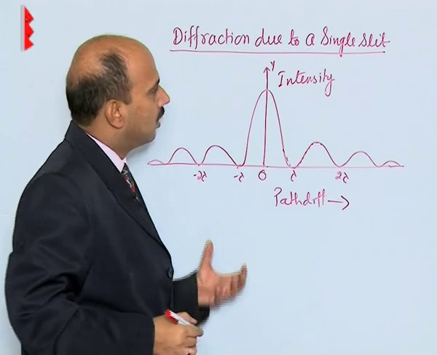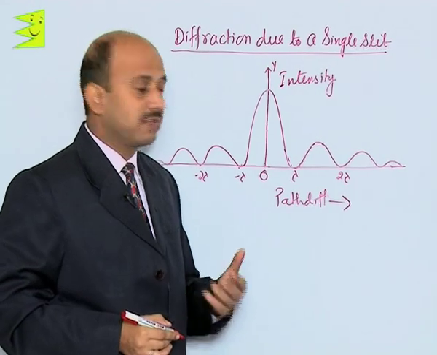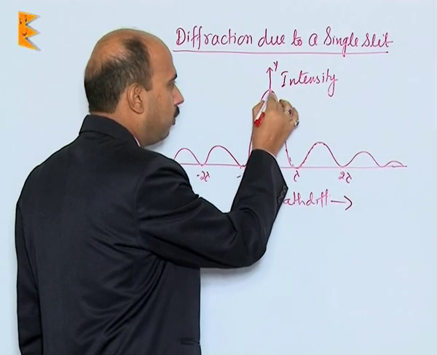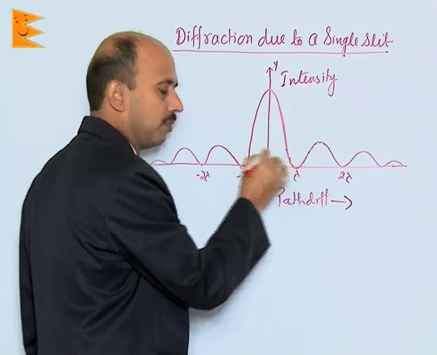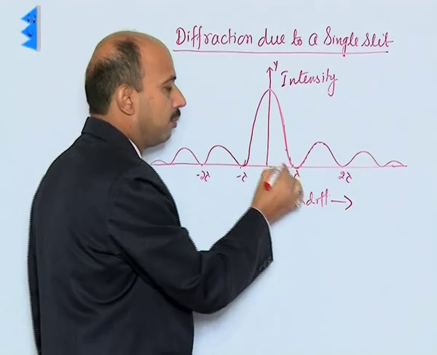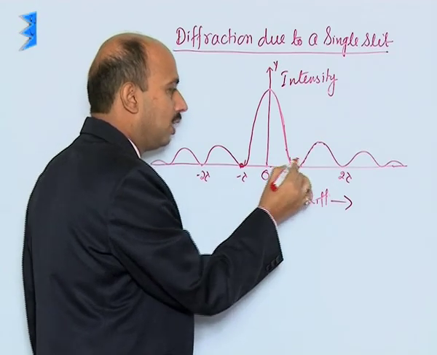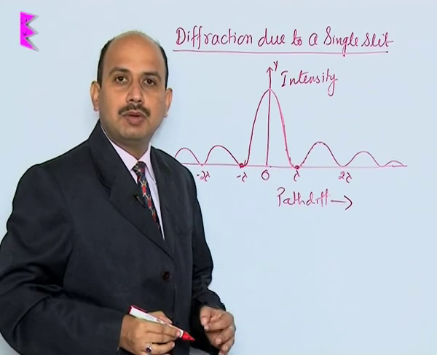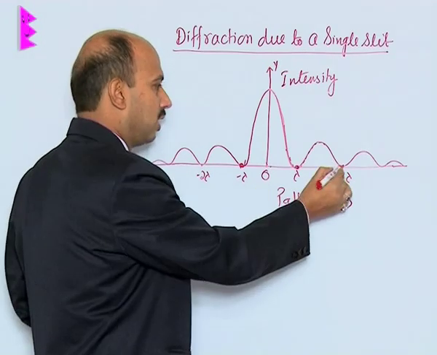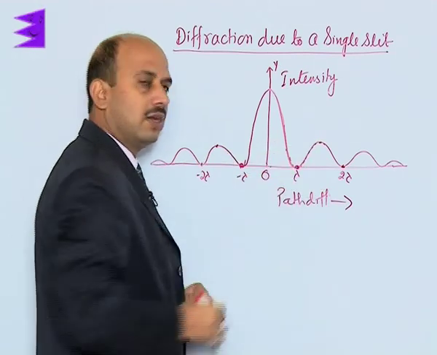Now, see, this is the graph between intensity and path difference. We can draw it also with the phase difference. So, this is the central maximum where the intensity is maximum. This portion is known as the central maximum, and this one is known as first secondary minimum on either side of the central maximum. This is the second secondary minimum like this. This is the first secondary maxima, this is the first secondary maxima.